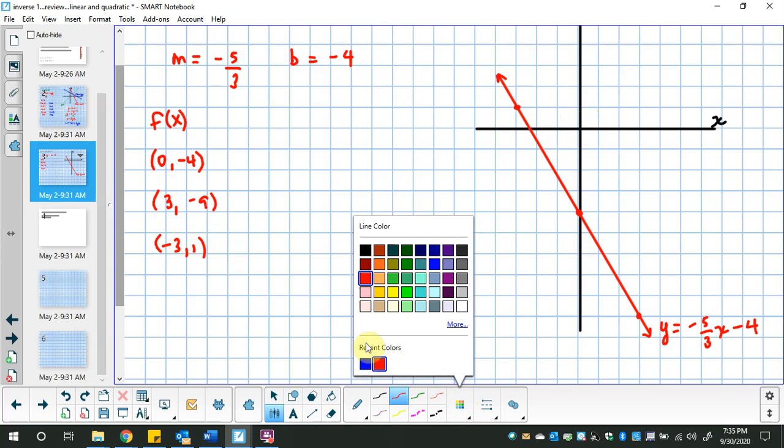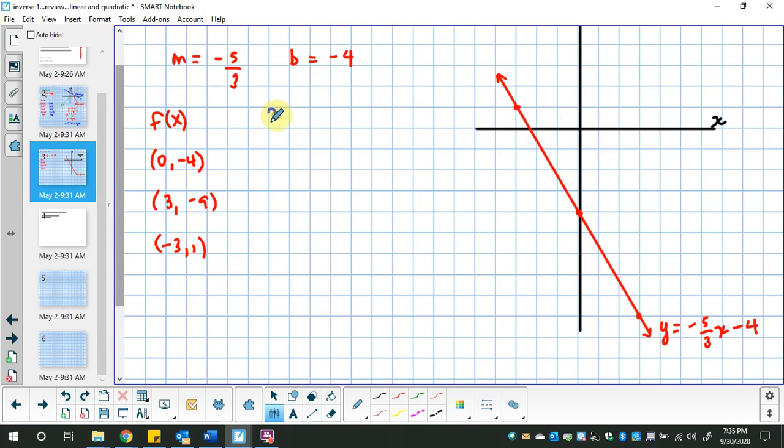So when I go to find the points on the inverse that I'll be able to use to graph, this one will flip and turn into negative 4, 0. So you literally toss these around, reverse them. Negative 9, 3, 1, negative 3.